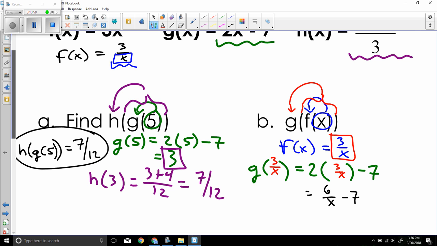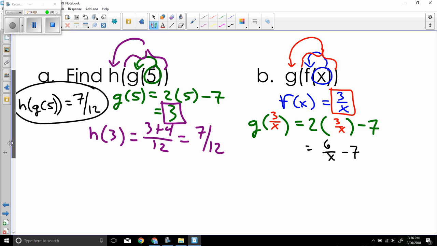Normally I think I'd let you leave it here, but because we're on a video, and because I should be able to talk these things through, let's get a common denominator. This one already has an x. This 7 is over 1, so I need to multiply the bottom by x and the top by x. Well, that'd be 6 over x minus 7x over x. They are common denominators, so I can subtract them. That's 6 minus 7x all over x.